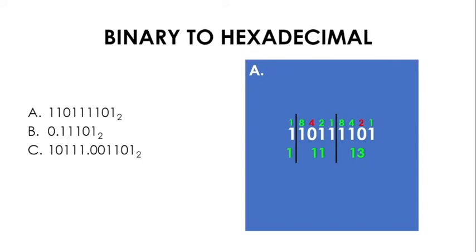So 13, its hexadecimal equivalent will be D, and 11, its hexadecimal equivalent is B. For 1, it stays as it is. The hexadecimal equivalent of binary 110111101 is 1BD hexadecimal. For the next example, we will be converting the fractional part of the binary number.